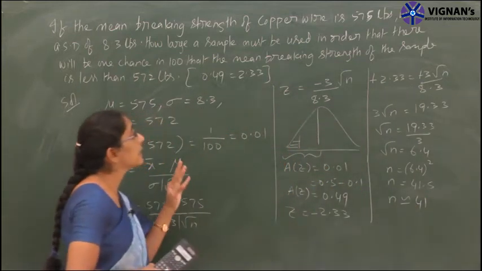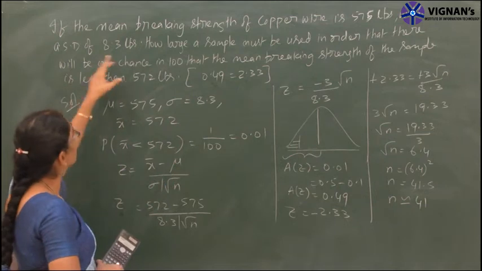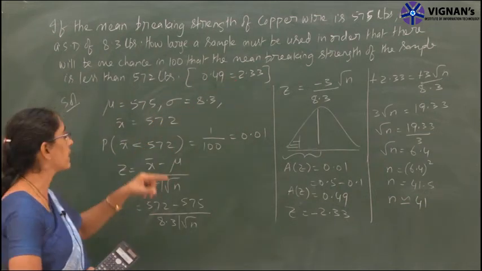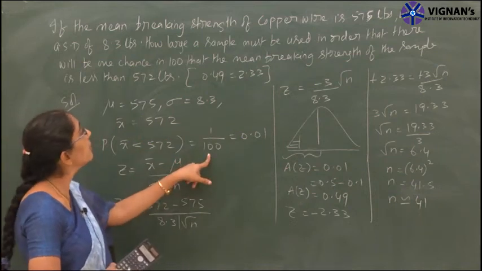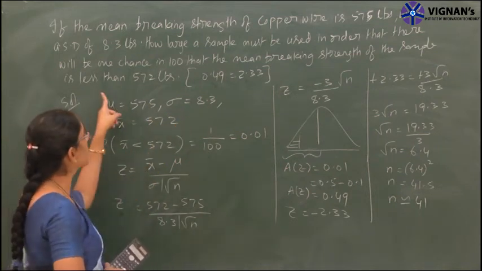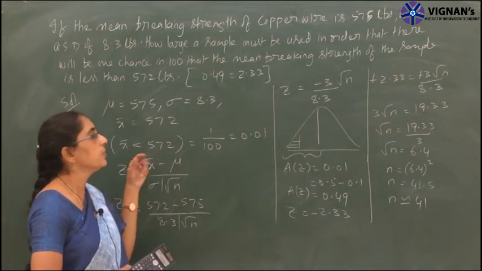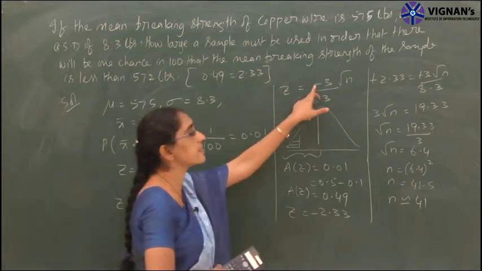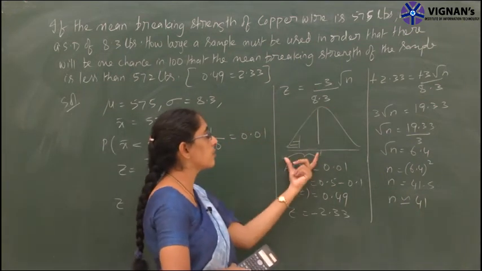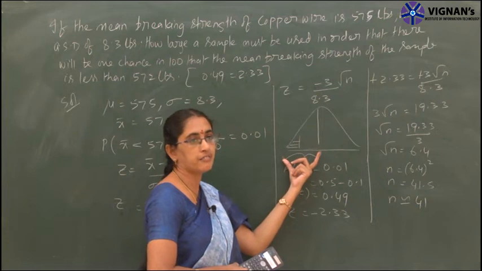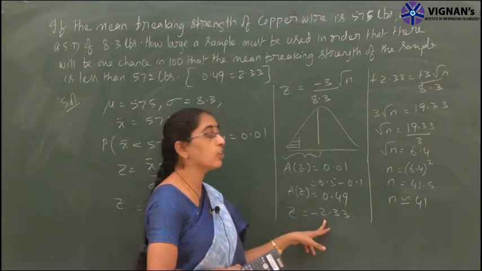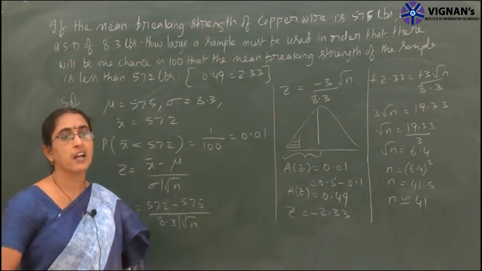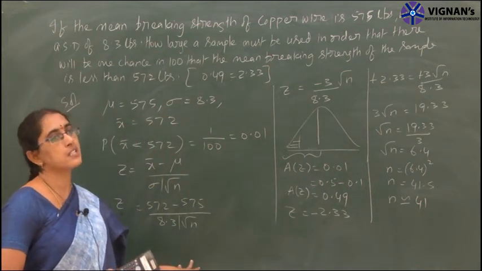Okay. So clearly it is given in the question that how large a sample must be used in order that there will be one chance in 100. So that is the probability, right? That the mean breaking strength of the sample is less than 572. So here they are asking less than, right? And here also we got minus. Okay, so less than means automatically it will lie in the left hand here. So that's why your Z value will be minus 2.33. So in this way you have to estimate the sample size when the sample mean is given.